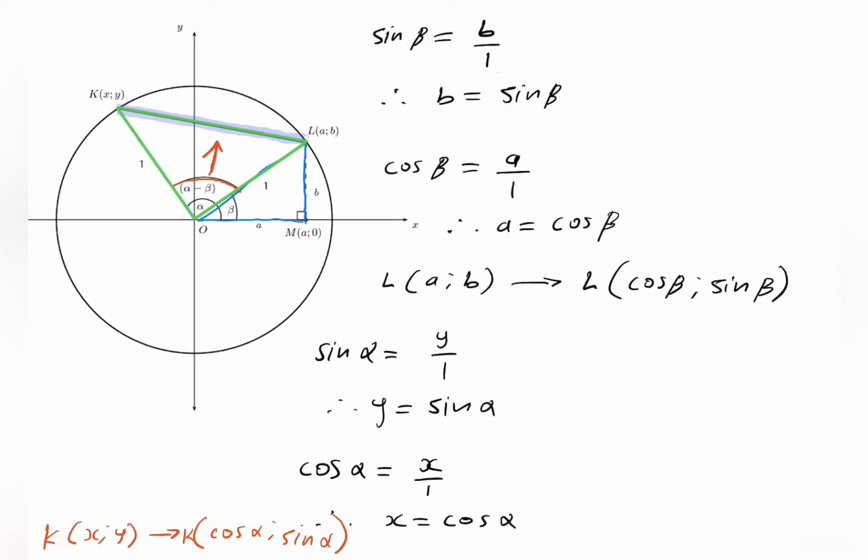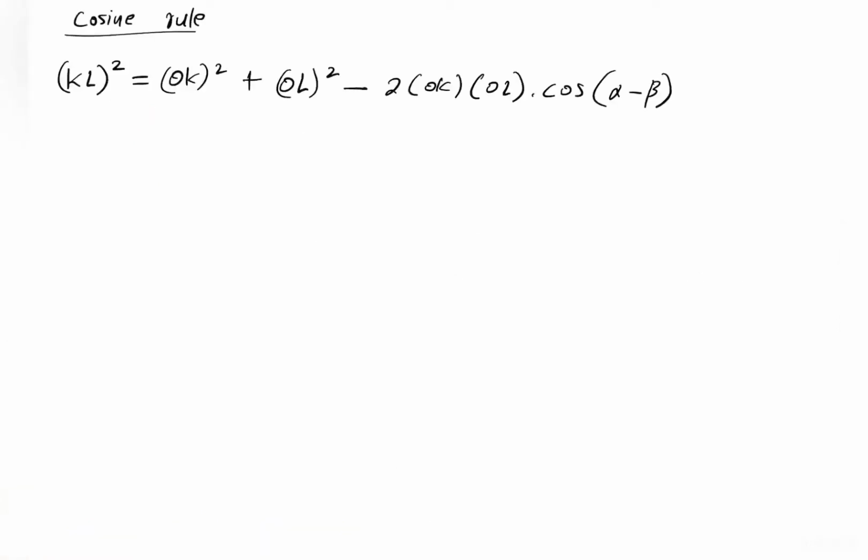So there's our triangle. The angle that exists between the two sides that are not going to be the subject of the formula is that angle there, which is alpha minus beta. Because we are making KL the subject of the formula, we're going to have to say OK squared plus OL squared minus 2 times OK times OL cos of alpha minus beta. That's why we have it the way we do here. All right, now we're going to proceed.